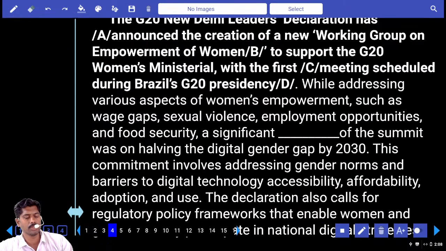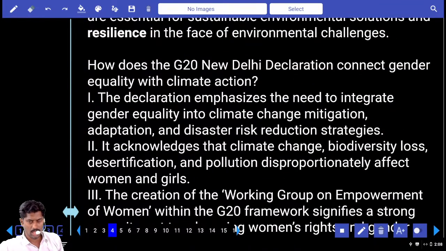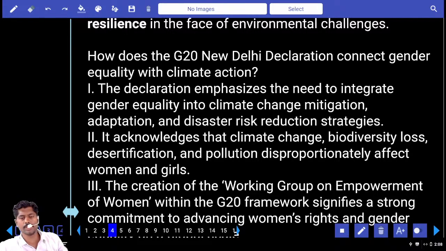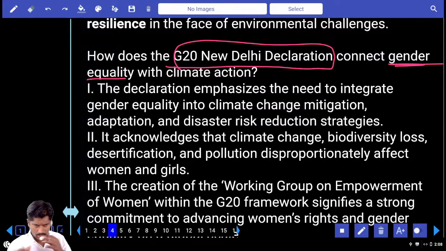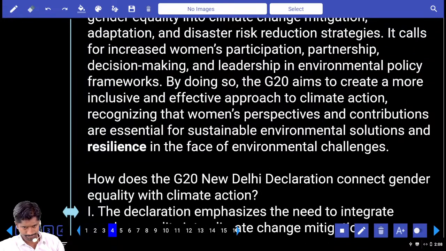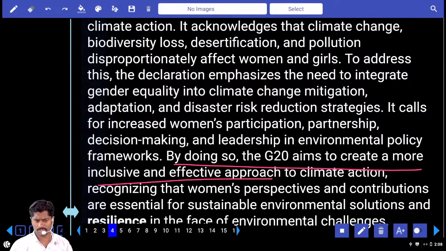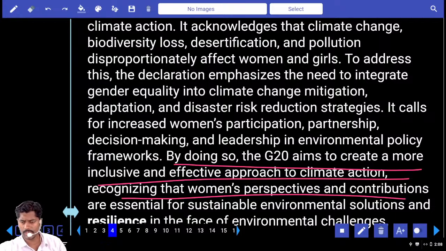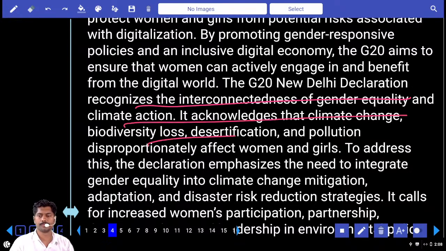Have you done the comprehension passage? Yes, no? How does the G20 New Delhi Declaration connect gender equality and climate action? So, where in the G20 New Delhi Declaration is it connecting gender equality with climate change? Where is it? Is it in the conclusion? He has mentioned climate. Is this correct, or is there any other? This one? I'm reading from this particular spot.